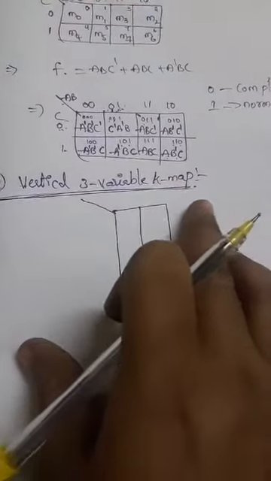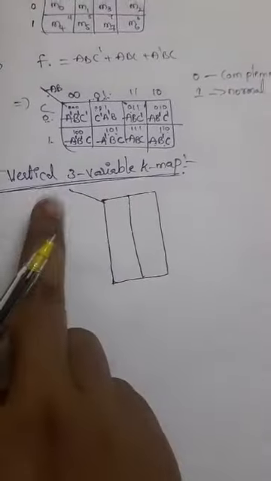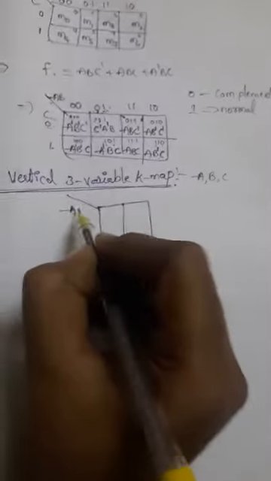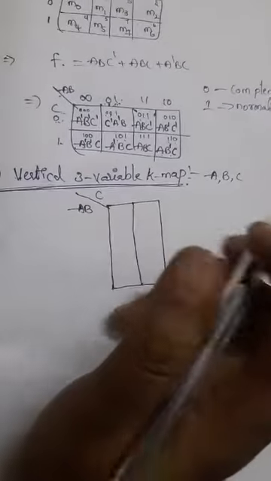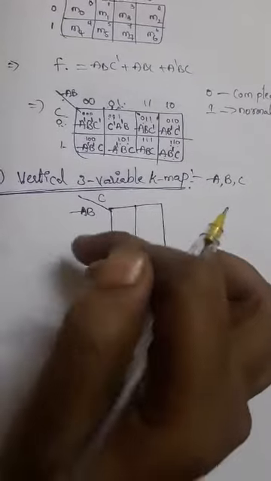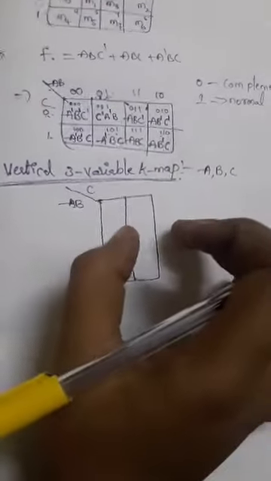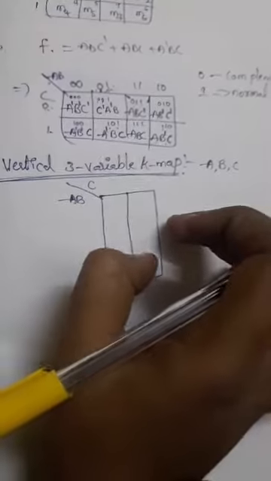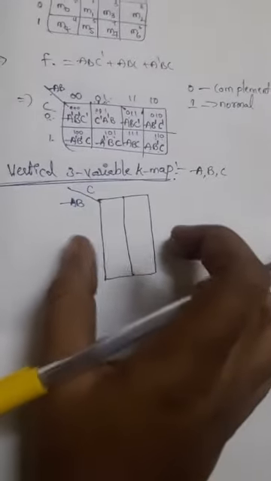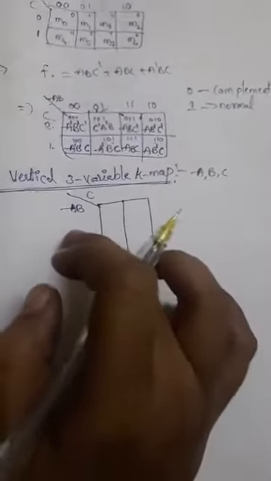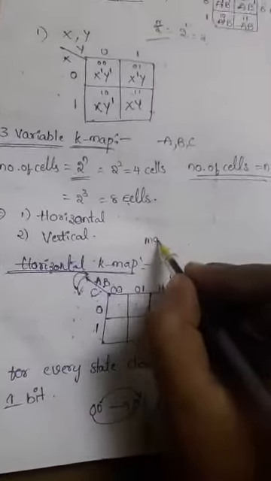Okay, so the vertical 3 variable K map will be designed like this. That means you can interchange the variables. I can take the variables as A, B, C. The vertical variable means here I am taking A, B, and here I am considering C. Why am I taking two variables at the downside? In the vertical 3 variable K map, you compulsorily take the maximum number of variables at the downside. Remember that point.